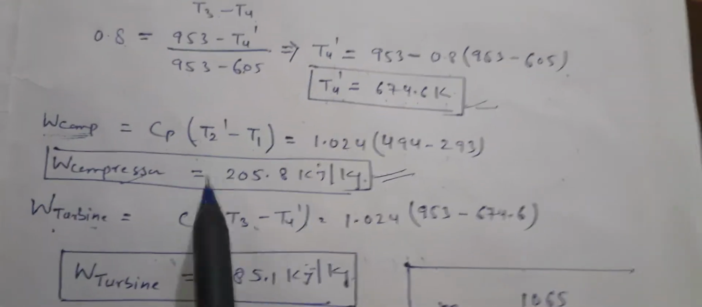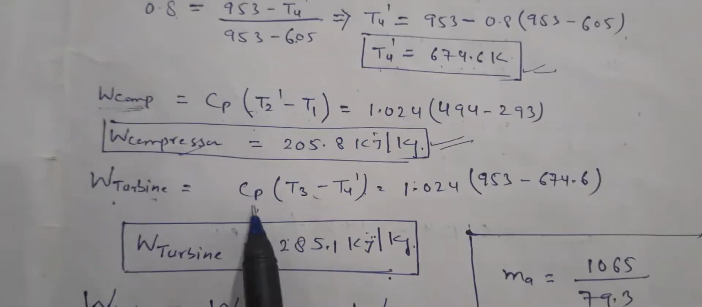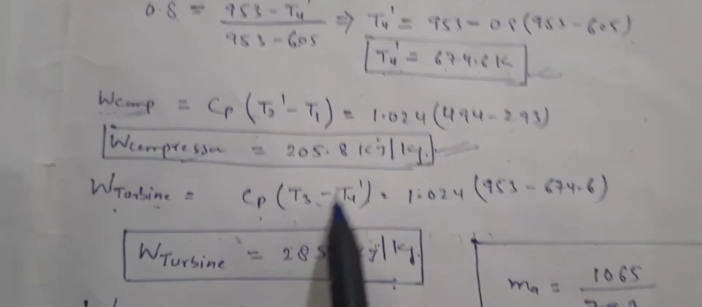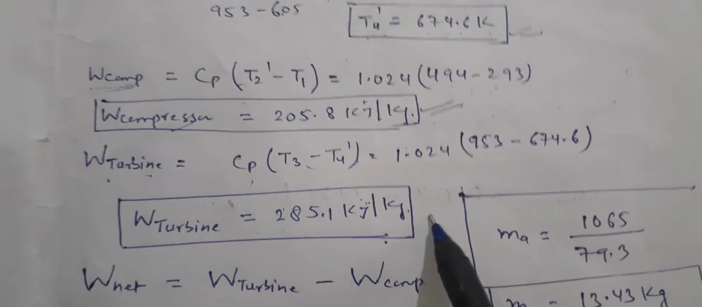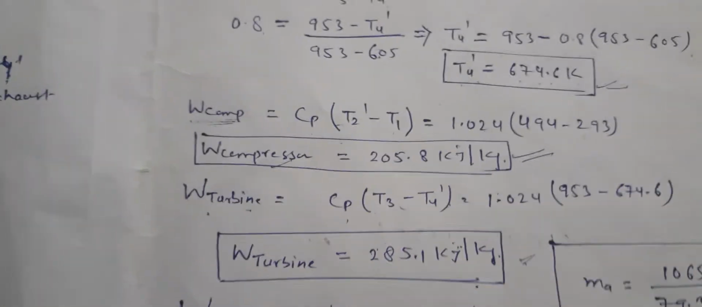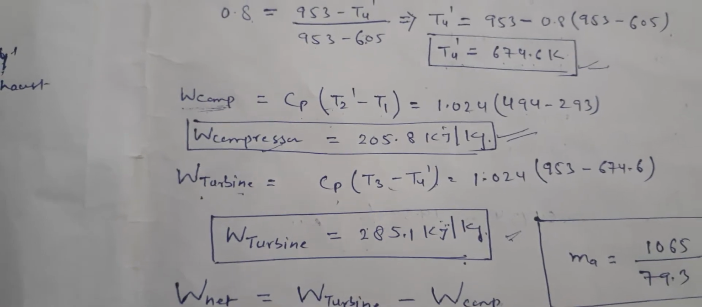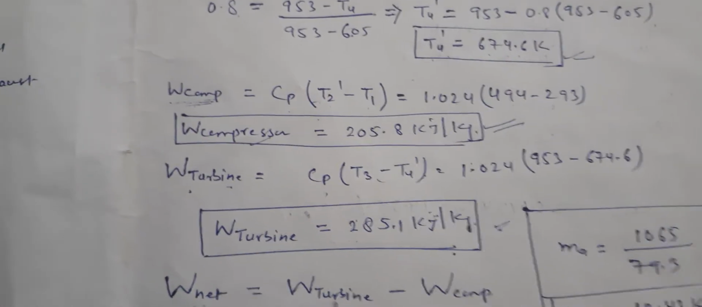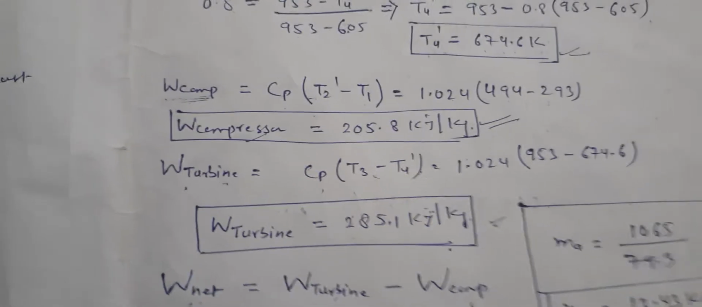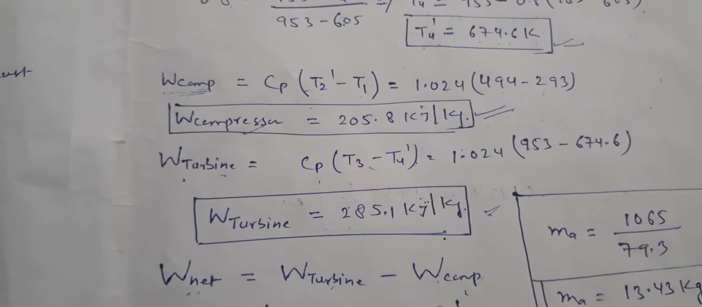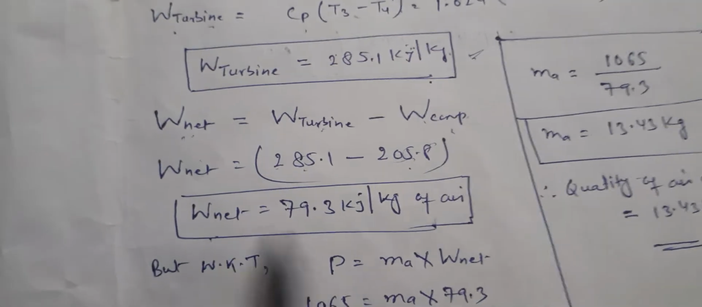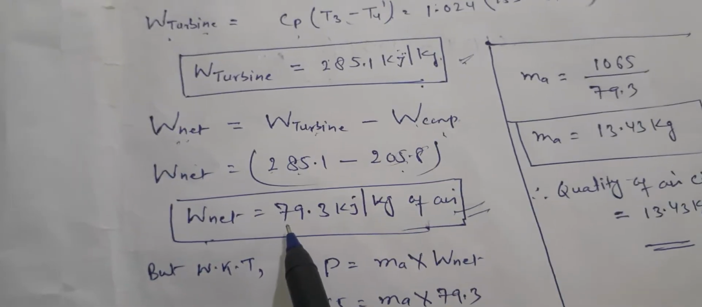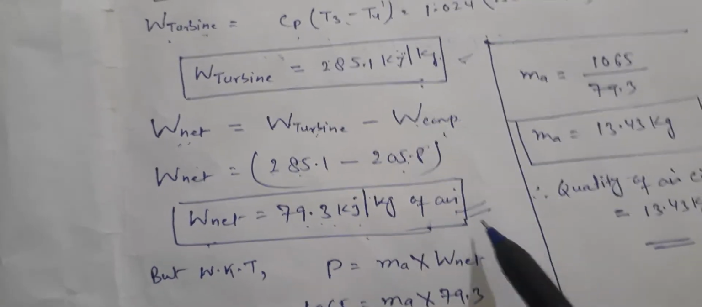So the turbine work is Cp times (T3 minus T4 dash). Substitute all the given values in this equation and find the turbine work. After that, we know that the net work is equal to turbine work minus compressor work. After calculating this, we get the net work as 79.3 kilojoule per kg of air.